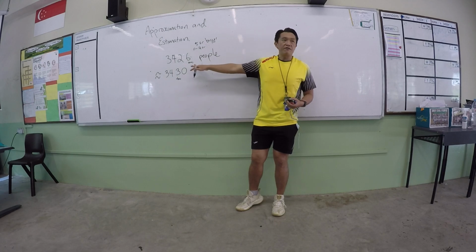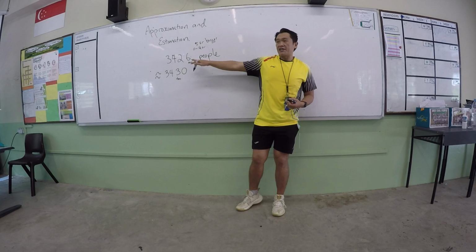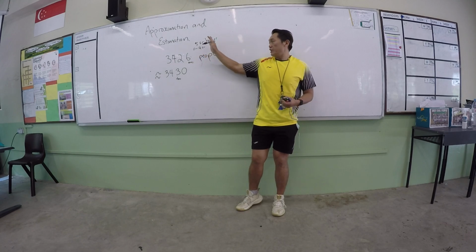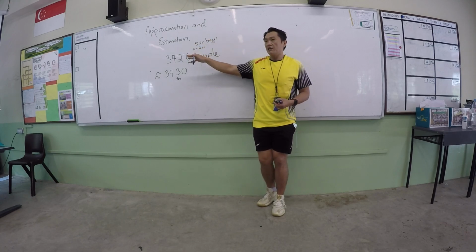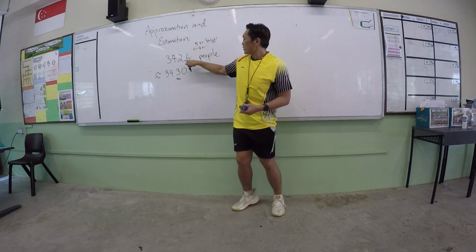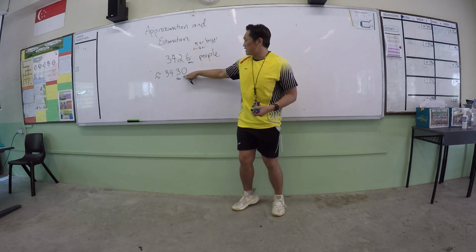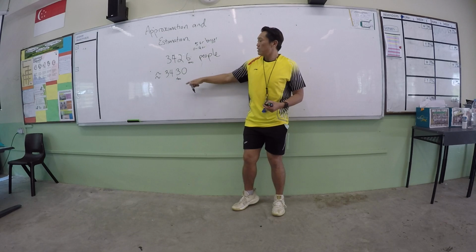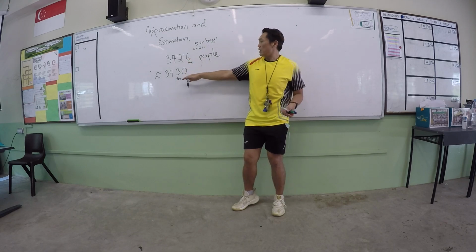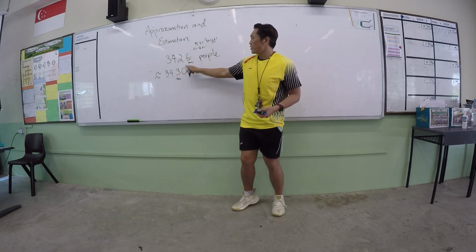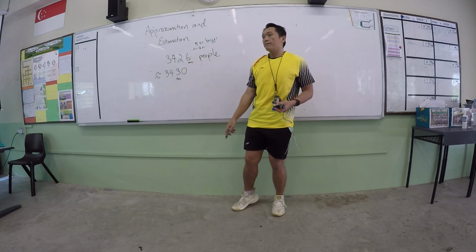Okay? I believe when we were going through the correction for your WA1, I already briefly told you all why already. Okay? Because 26 is closer to 30 than 20. So when we roughly say it is this number, that's why we round up.